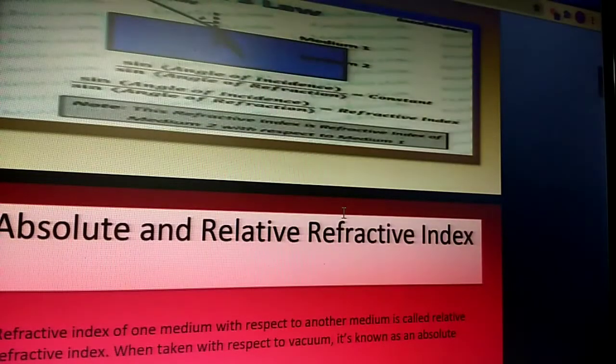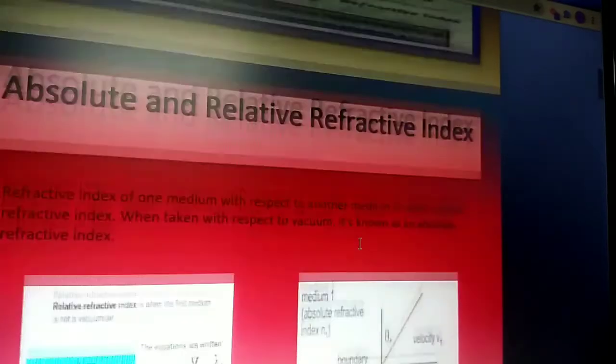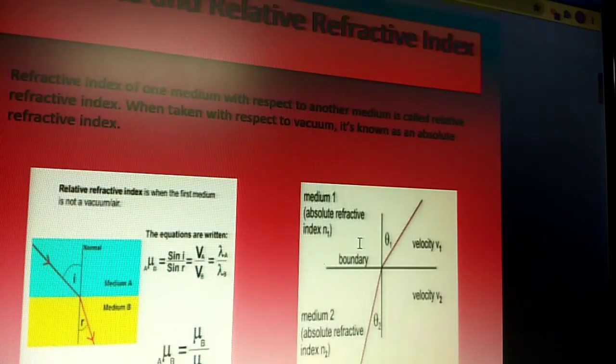Now coming to what is absolute and relative refractive index. Absolute refractive index is true. Now, what is relative? Relative refractive index is with respect to another medium. So, refractive index of one medium with respect to another medium is called relative refractive index. When you are taking with respect to vacuum, this is the actual or absolute true refractive index.